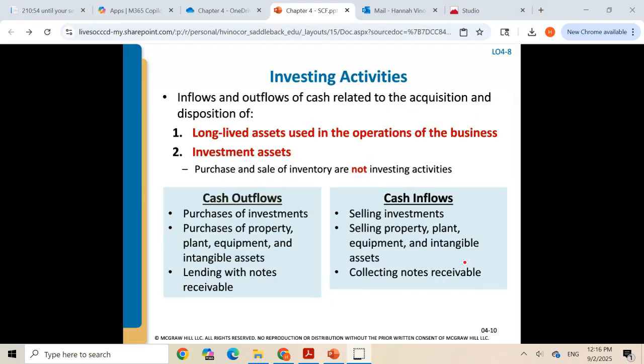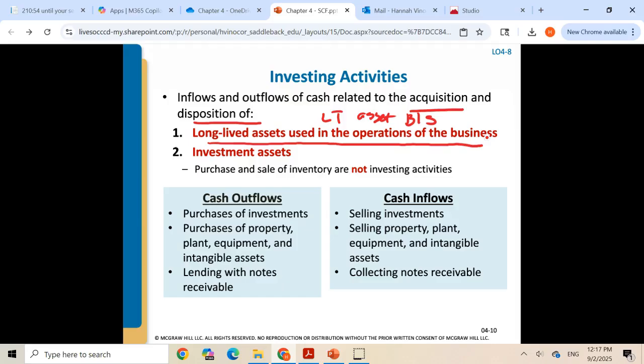Let's talk about the next section of the statement of cash flow, the investing activities section. We're going to look at the inflows and outflows related to the acquisition and disposition or sale of long-term assets used in the operations of the business. So we're going to think of the long-term asset section of the balance sheet. That's what you're going to analyze to do the investing activities. And just keep in mind that the sale of inventory is not an investing activity, it is an operating activity.